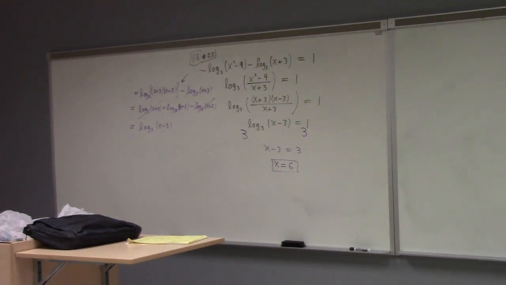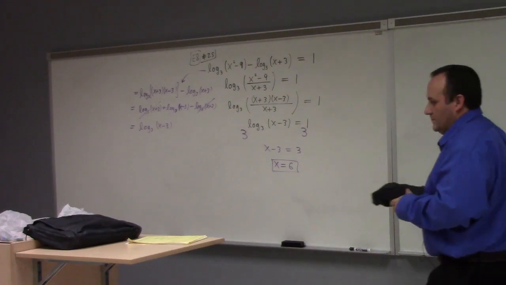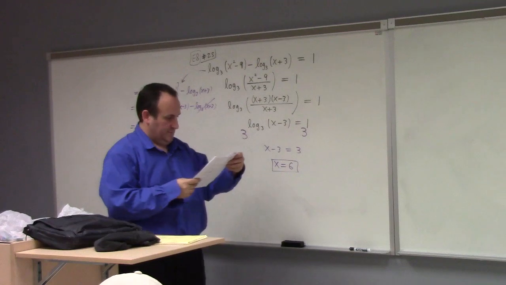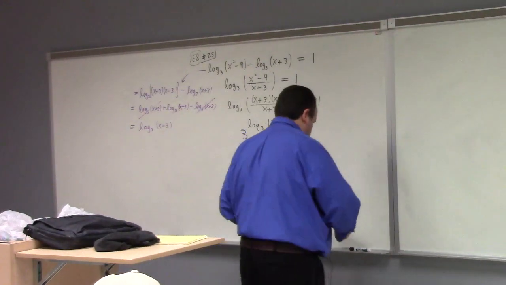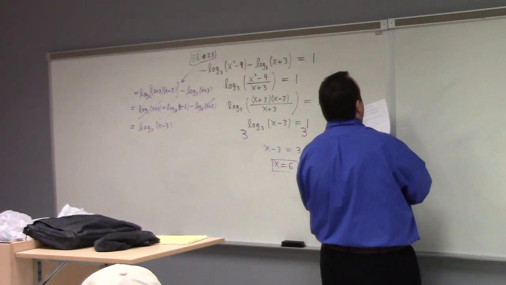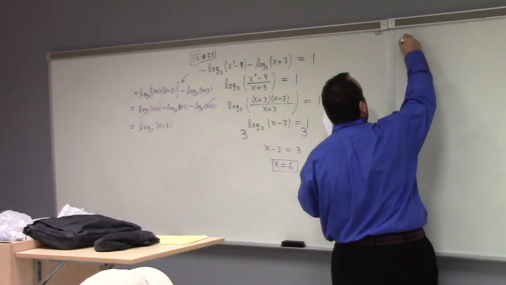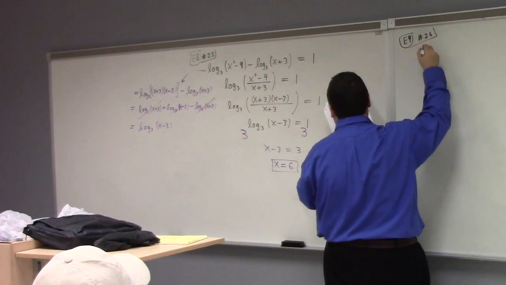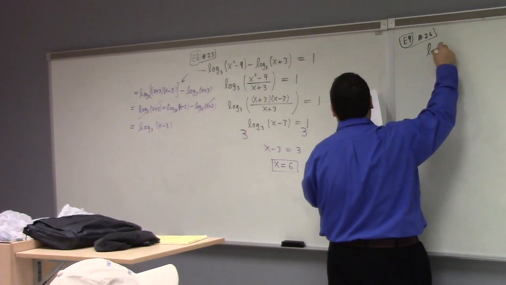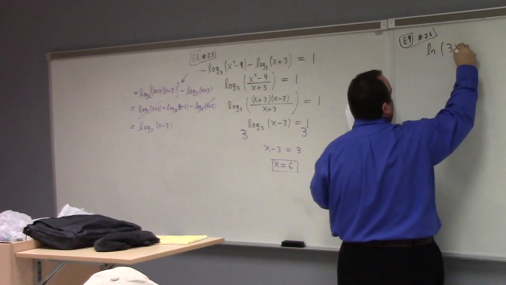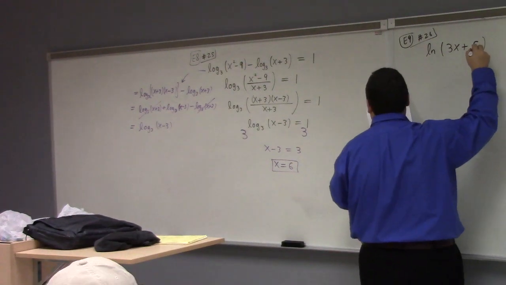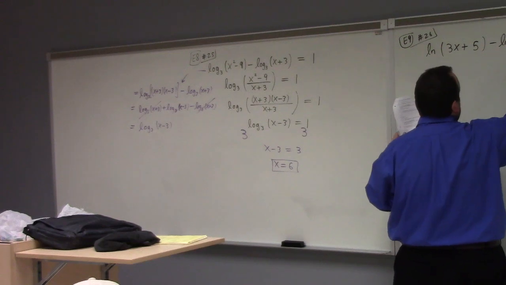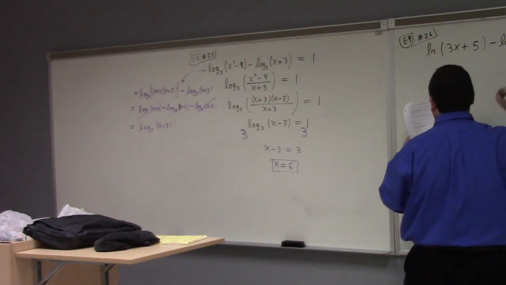Let's see here. Let's do another one. Where was I? Oh, yes. 26 is good. Something like the natural log of (3x plus 5) minus the natural log of x equals the natural log of 4. How are we going to solve this?